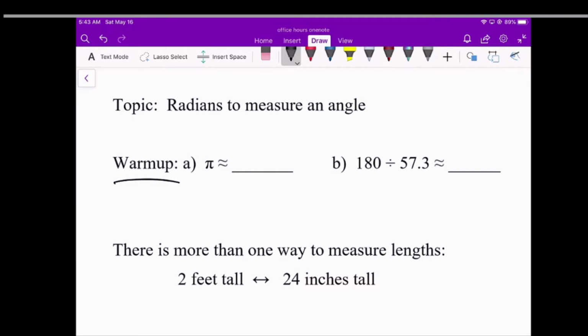All right, hopefully for pi you got approximately 3.14. If you do the division, you should also get approximately 3.14 for that. That'll come in handy in a little bit.